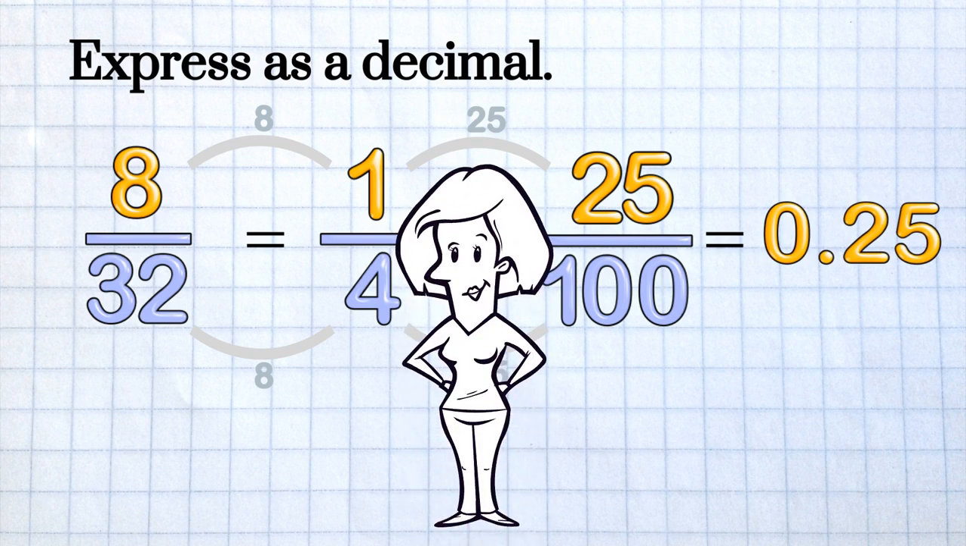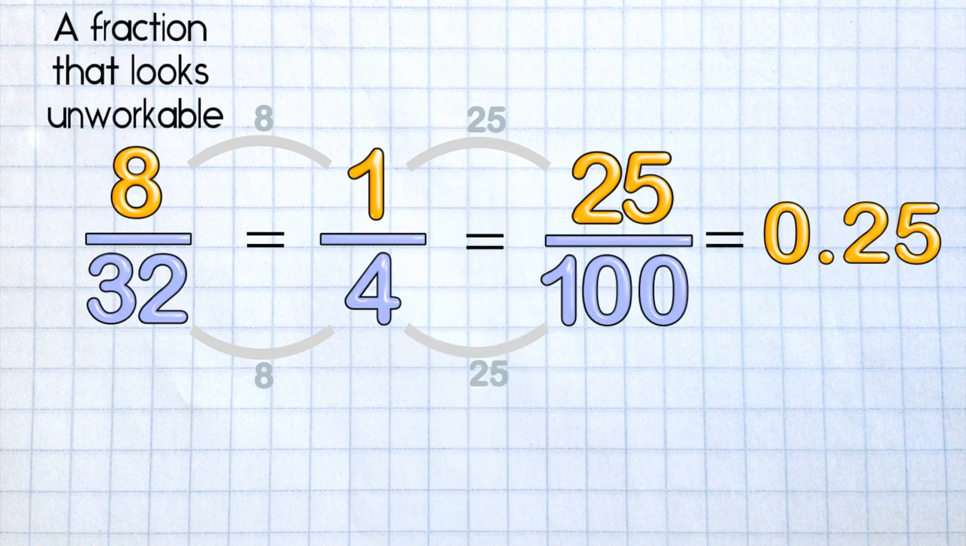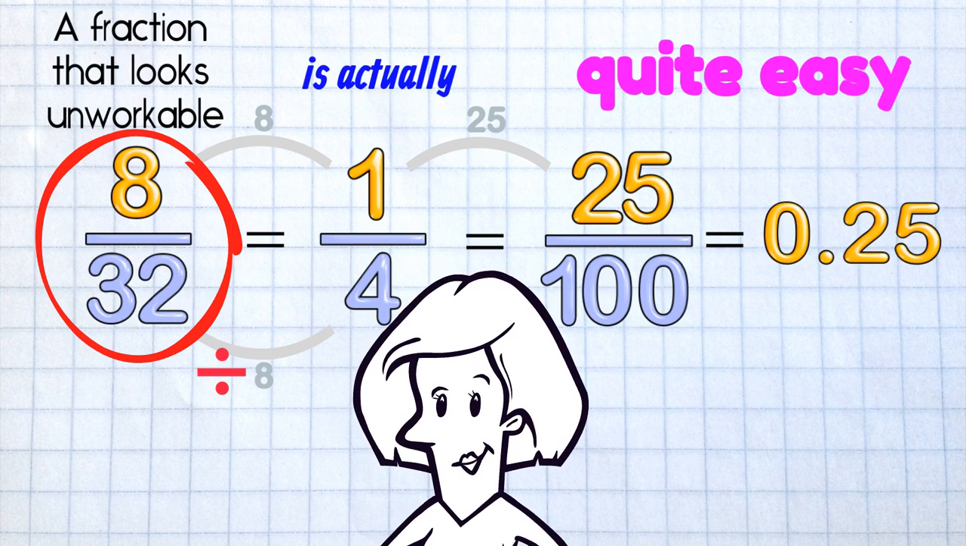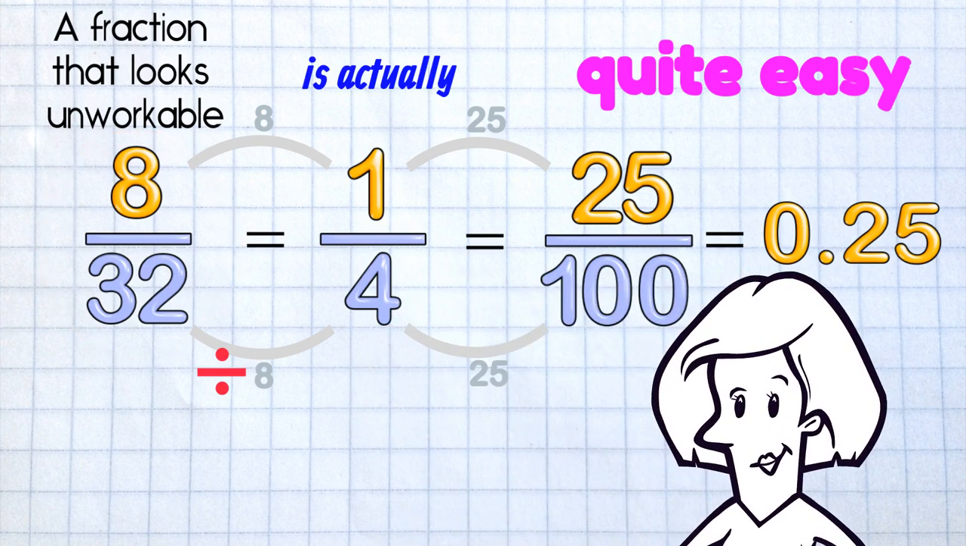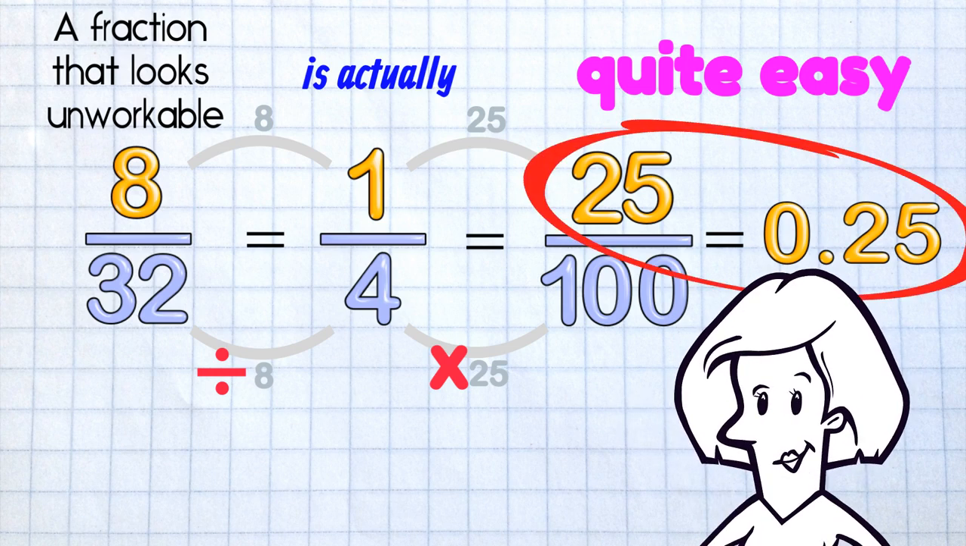So 8/32 is the same as 0.25. We've just seen that a fraction that looks unworkable is actually quite easy. First, we reduced our fraction, and then we made a new equivalent fraction by multiplying, and that got us a base 10 denominator. And from there, it's easy to make a decimal.